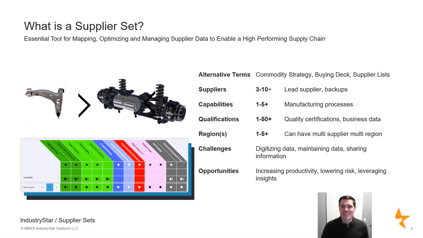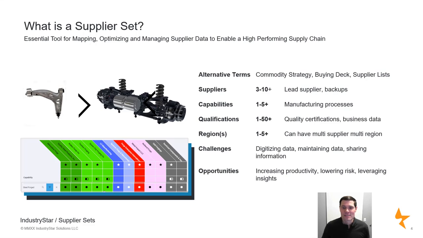Typically, a supplier set is comprised of 3 to 10 suppliers, such as a lead supplier and various backup suppliers; 1 to 5 capabilities, such as a manufacturing process, like aluminum stamping, that can enable the supply of a part; 1 to 5 qualifications, such as quality certifications and business data, like ISO TS 16949 and a Z-score, that ensure low supply risk of a part; and 1 to 5 regions, such as a multi-supplier, multi-region, like a stamping supplier set for the USMCA region and another stamping supplier set for the EU region.